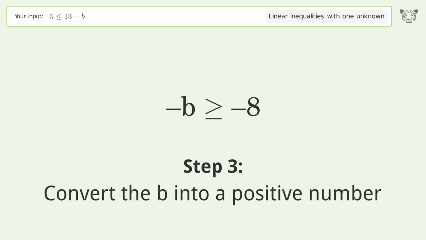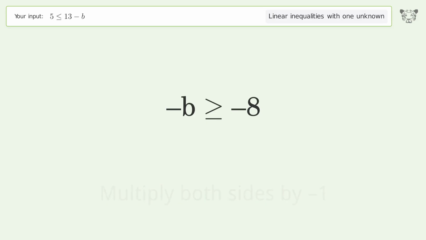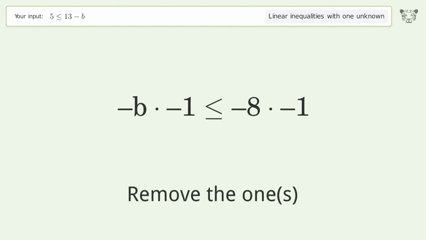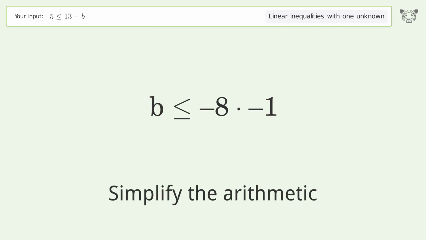Convert the b into a positive number. Multiply both sides by -1. Whenever you multiply or divide by a negative, reverse the inequality sign. Remove the ones. Simplify the arithmetic.